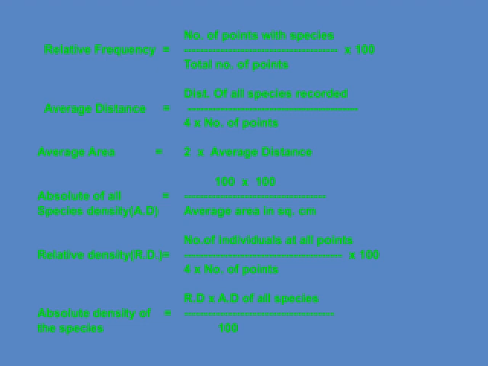Finally, we determine the absolute density of a species by dividing its total number of individuals by 100. This standardizes the density measure, making it easier to compare across different species or studies. Throughout this process, the goal is to understand not just how many species are present, but also how they are distributed and how dense their populations are within the area. These calculations help us paint a comprehensive picture of the ecological dynamics at play.